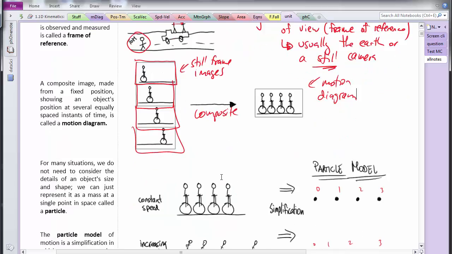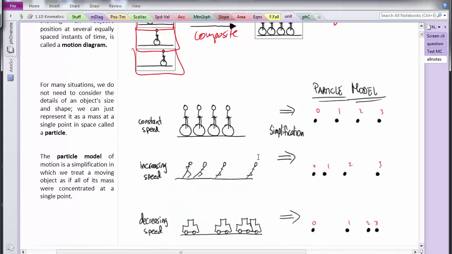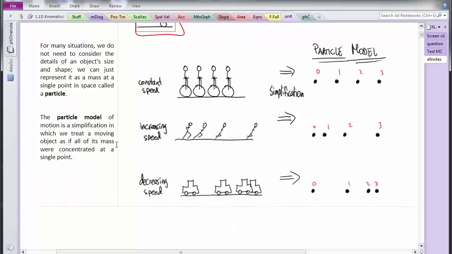Okay, now because we're just starting with basic motion, we're not really concerned about the details of the person. Okay, so this person has a shape which would affect the motion, but for now we just want to simplify things. And so to do that, a simplification of a motion diagram is what we call the particle model. Okay, it's basically we're taking the entire, we call a body, and we represent it as just one point in space. It's as if the point represents the entire mass of this object as a single point.